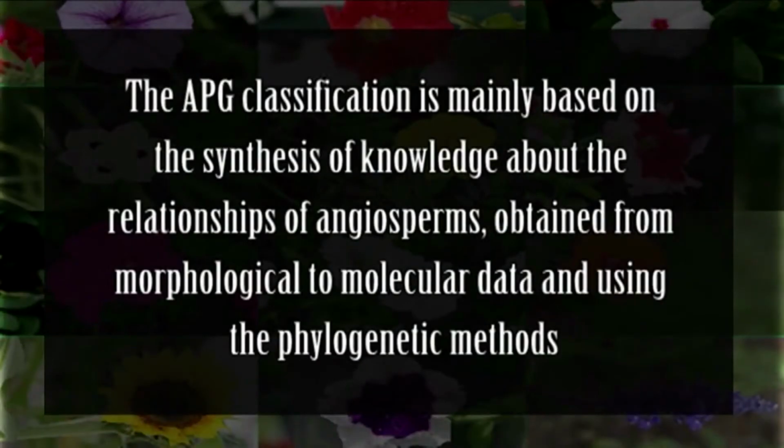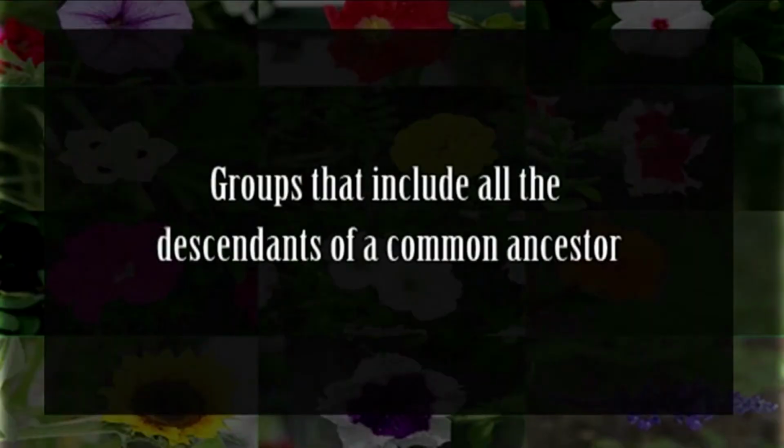The APG classification is mainly based on the synthesis of knowledge about the relationships of angiosperms. This knowledge is obtained from morphological to molecular data, and then this data is analyzed by means of phylogenetic methods. The main hypothesis behind the development of APG classification has been that all the previous angiosperm classifications were not based on assembling monophyletic groups. What are these monophyletic groups? A monophyletic group includes the descendants of a common ancestor.